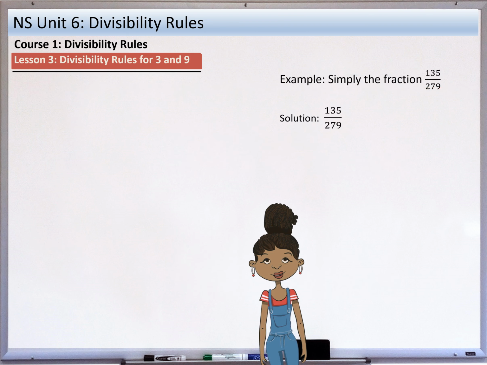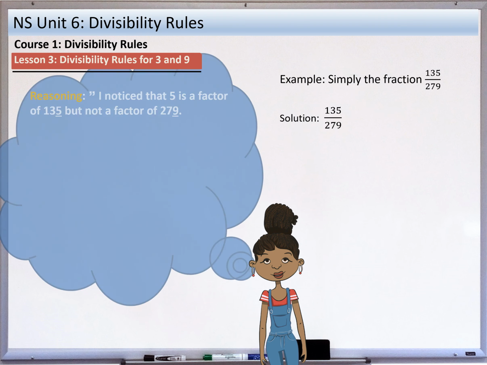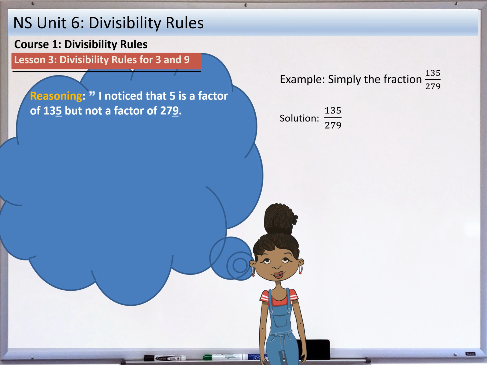Well, let's say you were asked to simplify this huge fraction and to explain your reasoning. What would you do and what would you say? Well, you may notice that 5 is a factor of 135, but not a factor of 279, because if you look at the ones place, 5 works for 135, but not for 279. So your teacher's impressed right now. Then you say 2 and 10 are not factors either, because for 2 to be a factor, you need 0, 2, 4, 6, or 8 in the ones place. For 10 to be a factor, you need 0, and neither one of those applies.